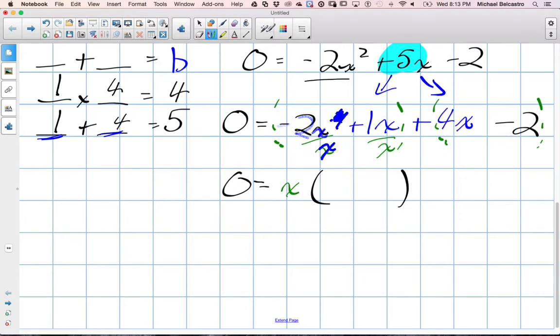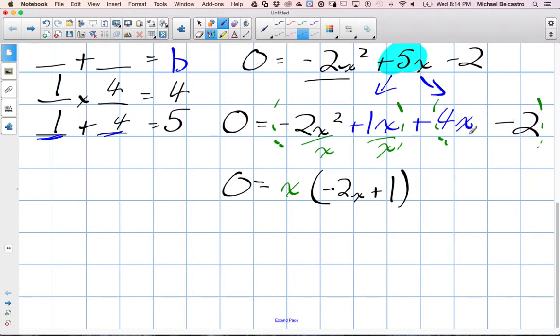So we're left with negative 2x. So that stays in here, negative 2x. And when we divide 1x by x, we're left with just 1. So positive 1. Is that common factoring familiar? Okay. So then we're going to do that again in the second set of brackets.